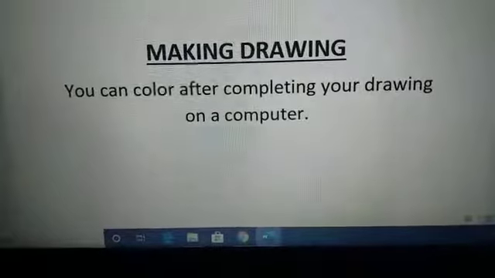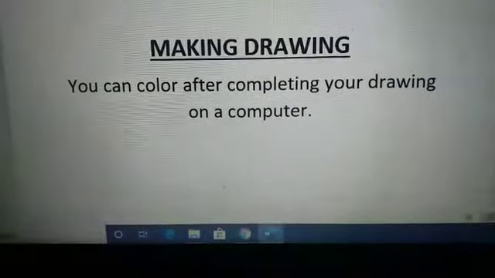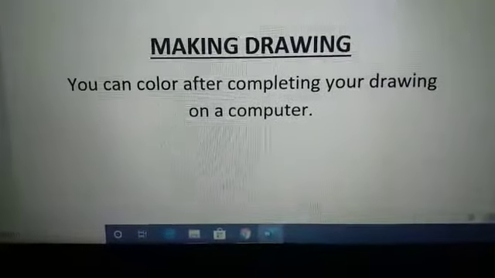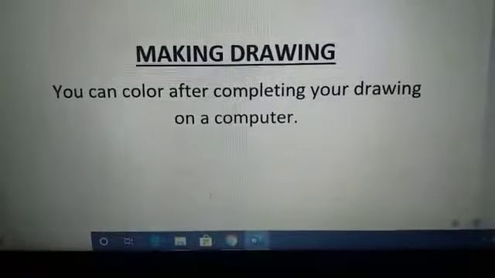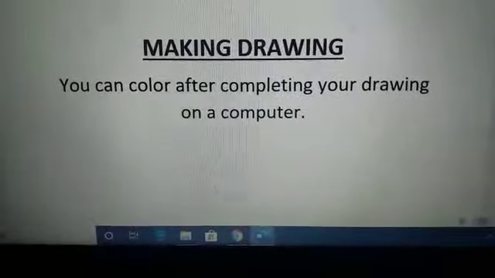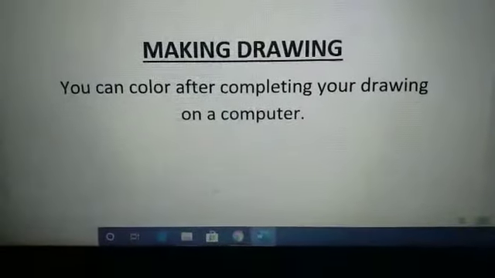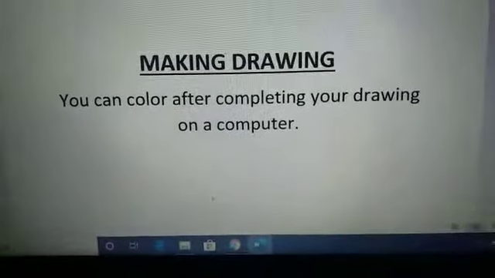You can color after completing your drawing on a computer. Okay, boys, very simple.